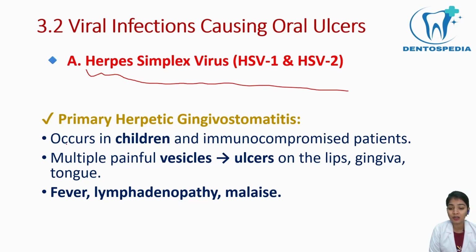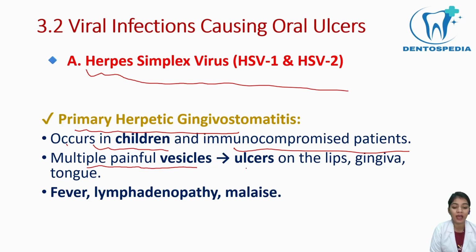So there is primary herpetic gingivitis. It is mostly seen in children and immunocompromised patients. There will be multiple painful vesicles and ulcers on the lip, gingiva and tongue. There will also be prolonged fever, lymphadenopathy and malaise.